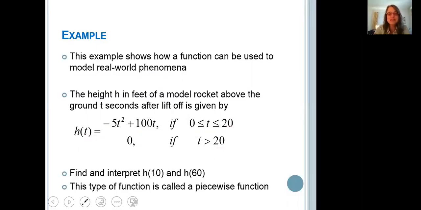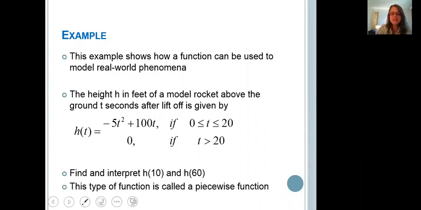Let's think about what that means. Within the first 20 seconds after I launch my rocket, I can figure out its height using this function, -5t squared plus 100t. If I'm more than 20 seconds after my launch, my height is 0. Height of 0 means on the ground, right? So my rocket has come back down. Oh, my rocket's only going to fly for 20 seconds? That's kind of sad. Okay.